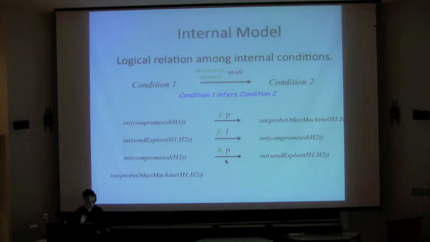Okay. A second example of a backward inference. If you know for sure somebody is doing a malicious probing from H1 to H2, if this is true, then by backward inference, you can tell, definitely H1 has to be compromised. Otherwise, how can an attacker probe another machine from H1? So in this backward inference, you have a certain mode.